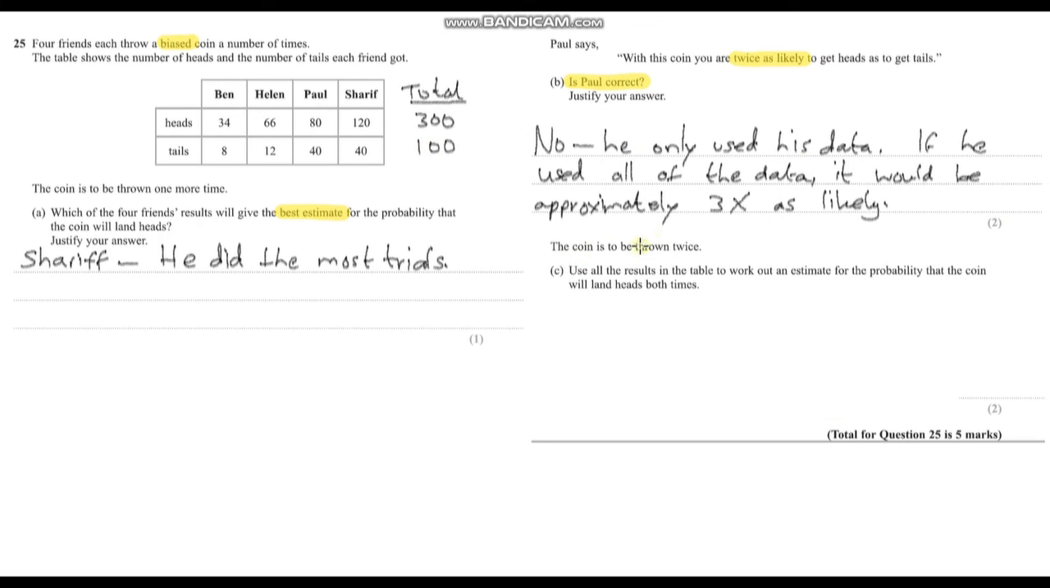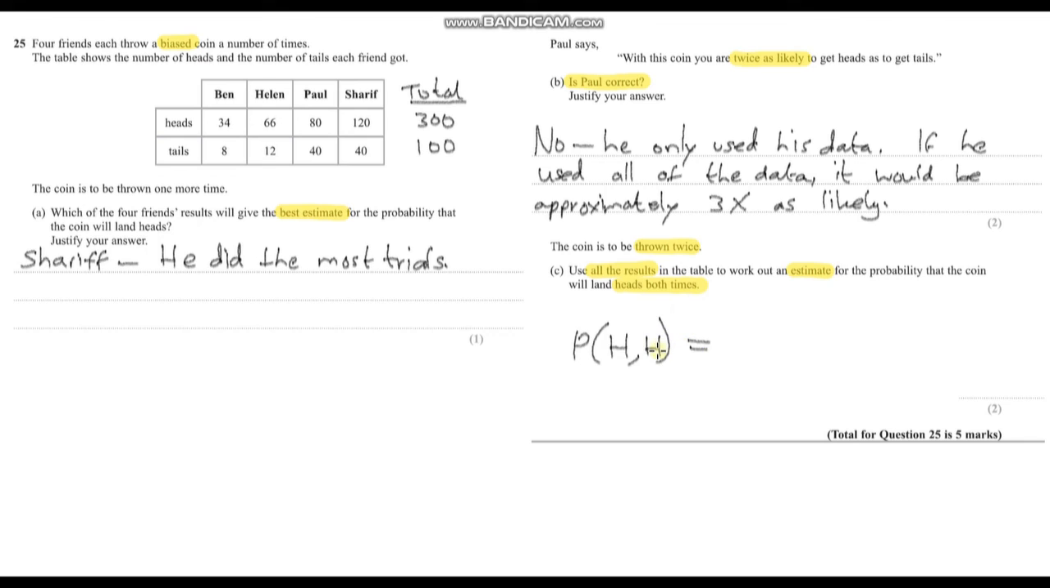Okay, moving on to part C. The coin is to be thrown twice. Use all of the results. So now we're told explicitly that we have to use all of the results to work out an estimate for the probability that the coin will land heads both times. So it has to land heads on the first and heads on the second. So we're going to work out the probability of getting heads and then heads.